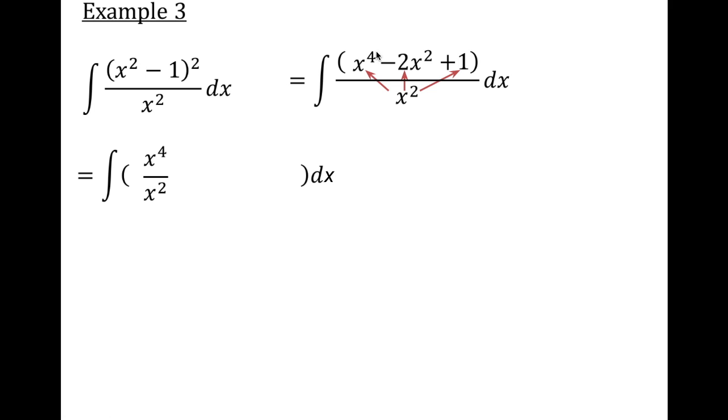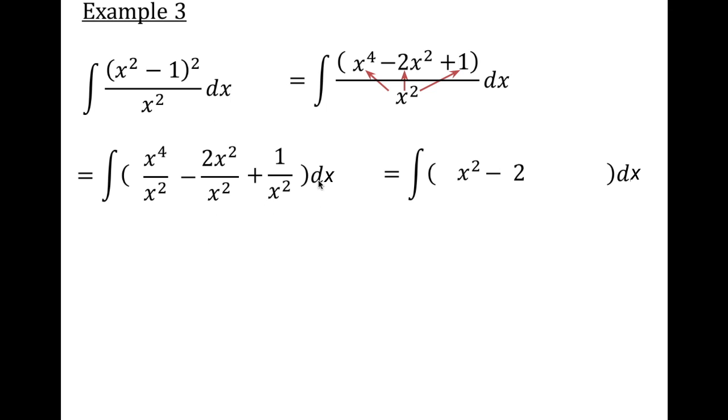I'll have the integral of x to the 4th over x squared, minus 2x squared over x squared, and then the last one, 1 over x squared. And now I have to reduce each of these fractions. So first, x to the 4th over x squared reduces to x squared. Then the x squared and the x squared here cancel, so I have a minus 2.